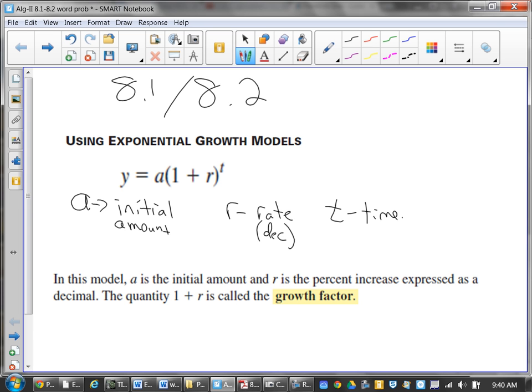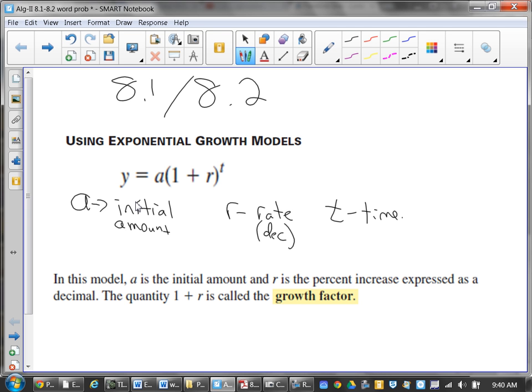Can I put X for T? You can, but we use T because it's denoting time. You'll see how it plays out real fast here. It's pretty obvious how this works. You've got what's called the growth factor. The growth factor is the 1 plus your rate. It's very, very easy to work with these.